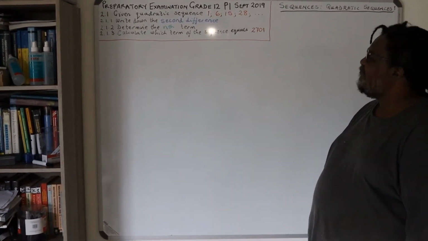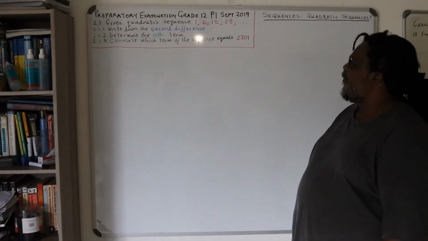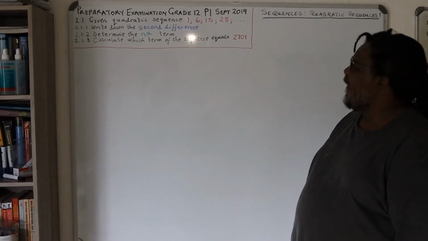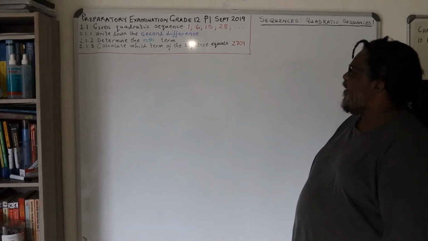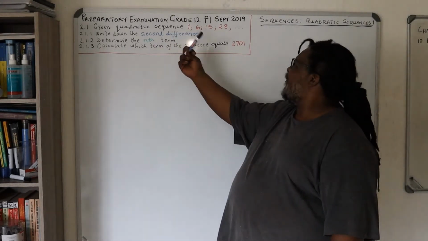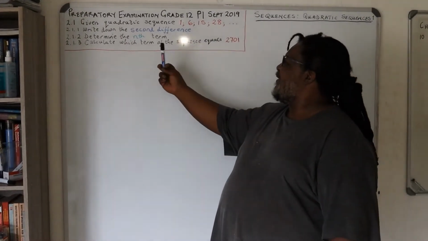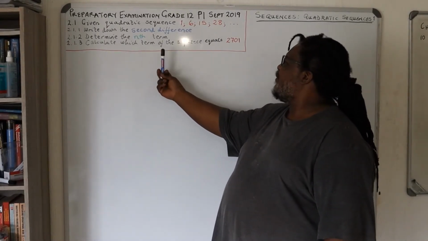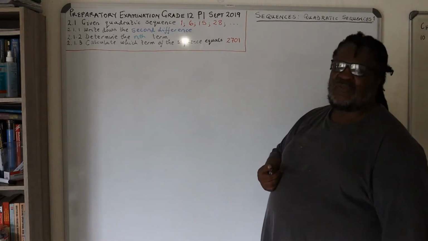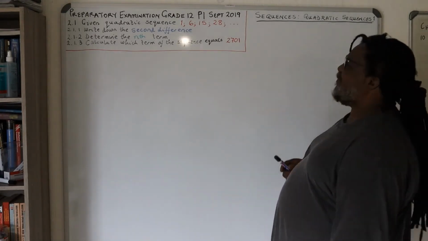Today we have got a high school problem. It appeared in the preparatory examination, grade 12 paper 1, of September 2019. Given a quadratic sequence 1, 6, 15, 28, write down the second difference, determine the nth term, and calculate which term of the sequence equals 2701. So we have chosen to title this video Sequences, Quadratic Sequences 1.